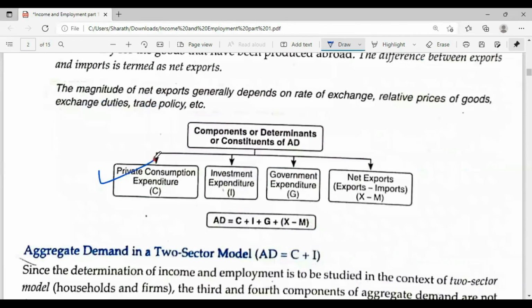Number one, private consumption expenditure. Number two, investment expenditure. Number three, government expenditure. And the last one is net exports, exports minus imports. Symbolically, we can say that AD equals C plus I plus G plus X minus M.